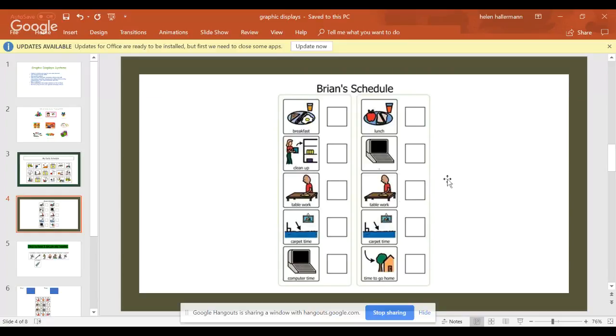Another way one might use a schedule is this could be laminated, and you would use a dry erase marker to check off what's all done. Again, it gives them some concreteness to what's expected. First, we'll clean up, but then we get to do table work. They know what's coming next.